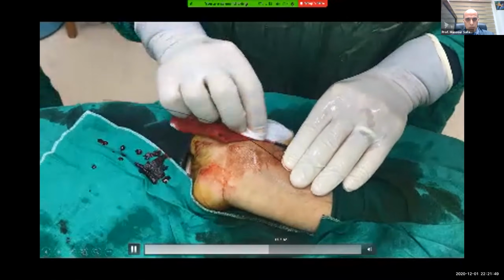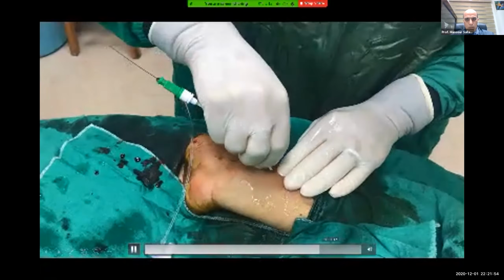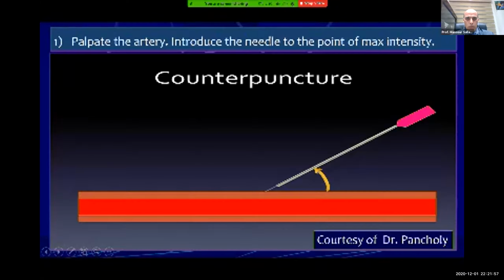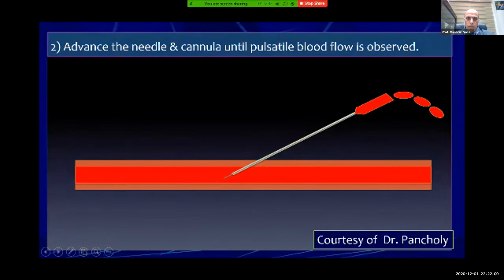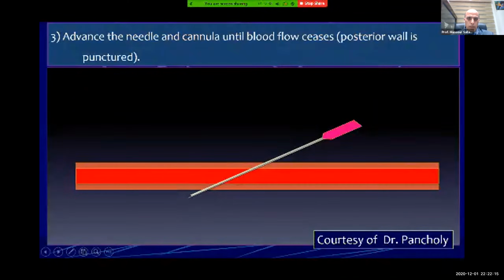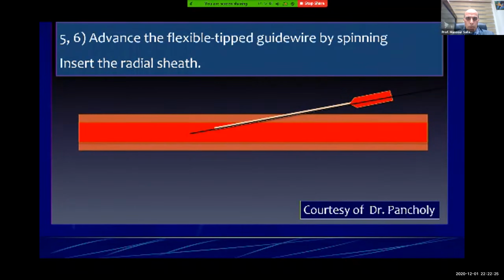I will repeat it. I think it was a demo. The same: I palpated the artery, introduced the needle and the Teflon cannula until blood comes back. Don't insert the wire in this situation, but you have to pierce the artery, transfixing it with both needle and cannula. So take the needle out until blood comes, and insert the wire.